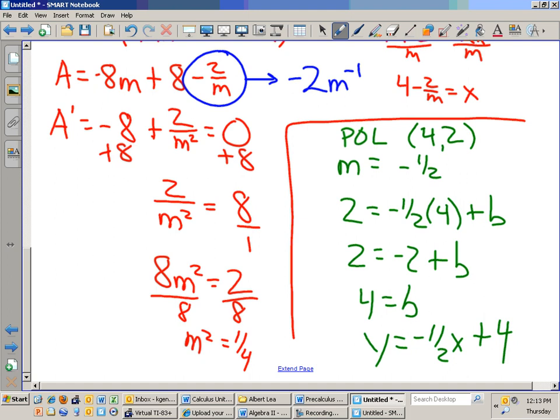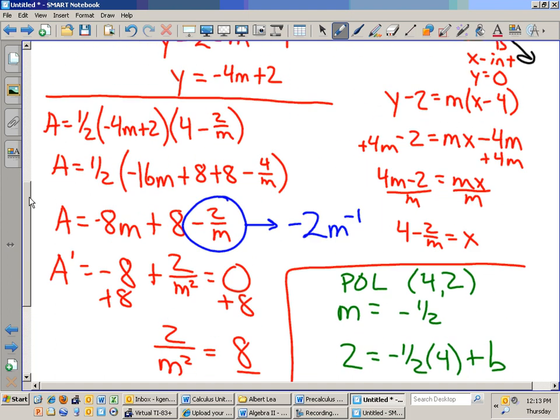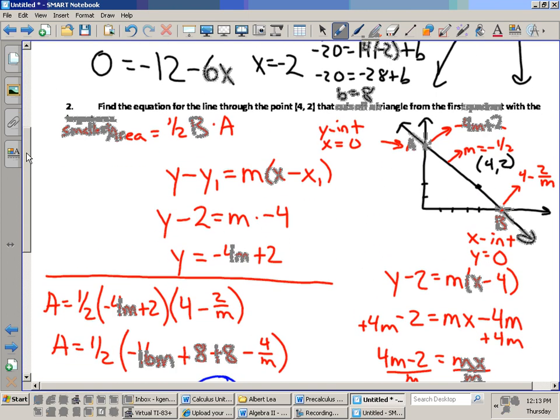Isn't that awesome? It's great. Look at the problem from the beginning, you guys. Look at that. Find the equation of the line. That's algebra. Cuts off the triangle. That's geometry. Smallest area. That's differential calculus. We minimized it.